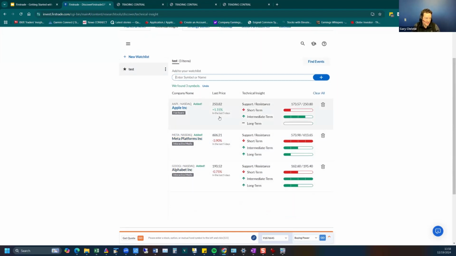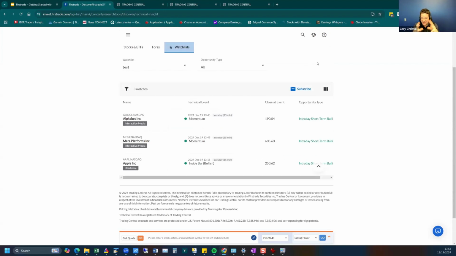So I'm getting the last price, the technical insight. Short term, it seems to be bearish. Midterm, long, bullish, intermediate, and long term is no trend for Apple, and the sentiment score. But this, I could go ahead now. I can have as many watch lists as I want, say from my strategy, and go ahead and click on find events. And see how this is all connected now?